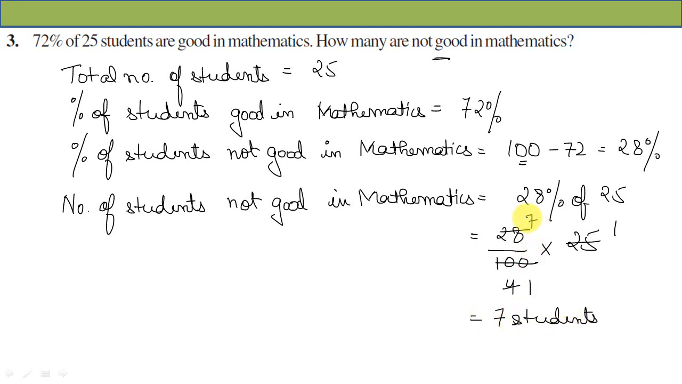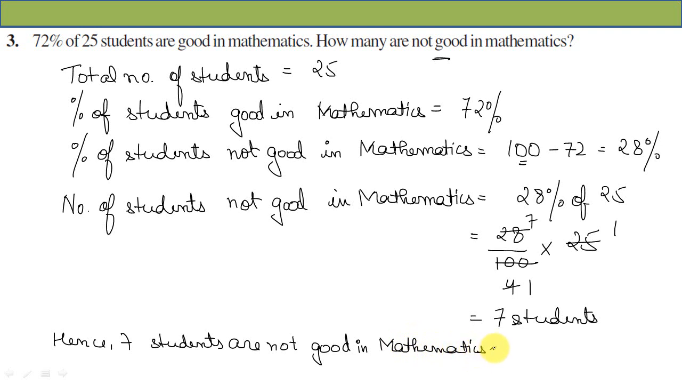So we need to write down at this end. Hence 7 students are not good in mathematics. So what we have done in this question, that if 72% of the students are good in mathematics, that means 28% of the students are not at all good in mathematics. Then we have found out the 28% of 25, which is 7. So hence 7 students are not good in mathematics.